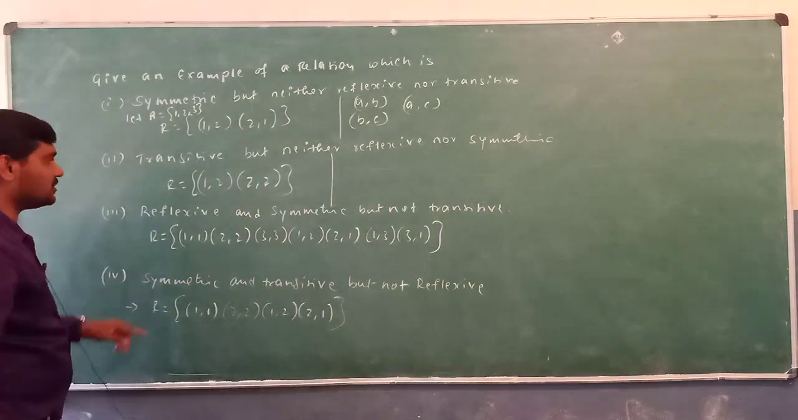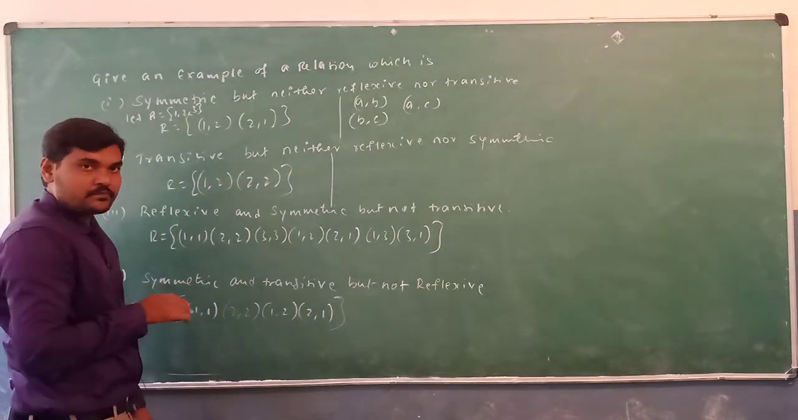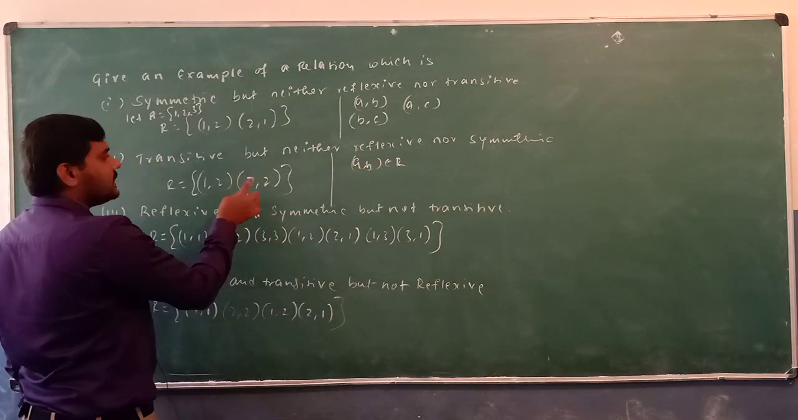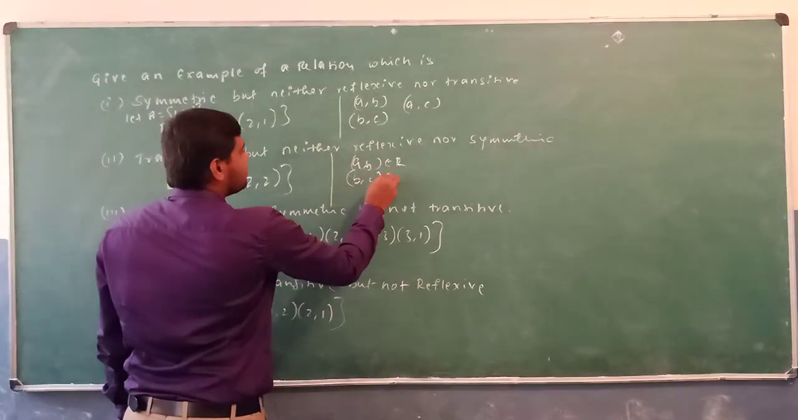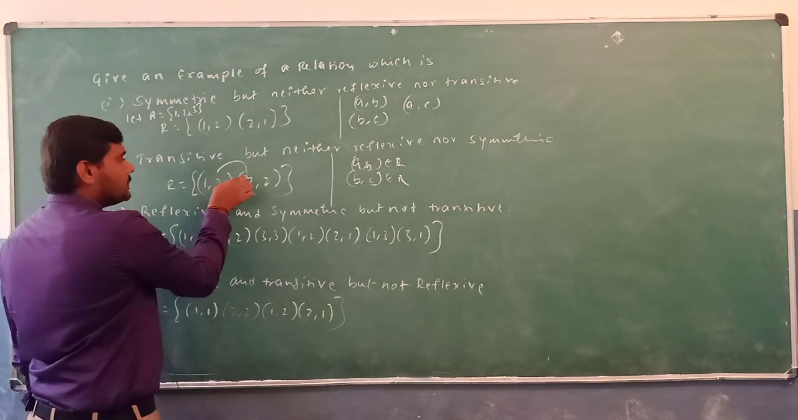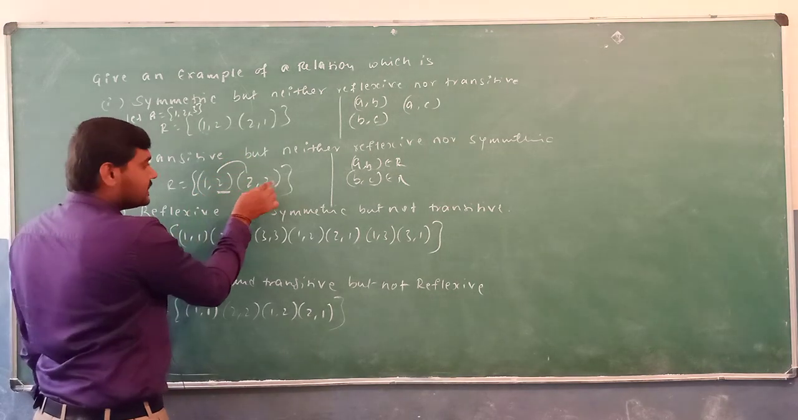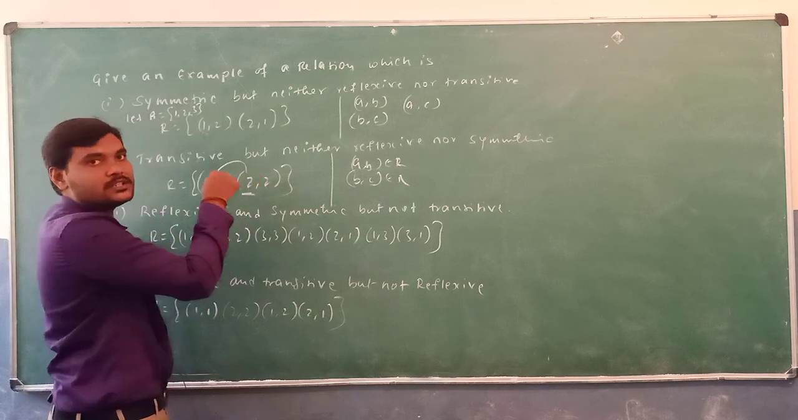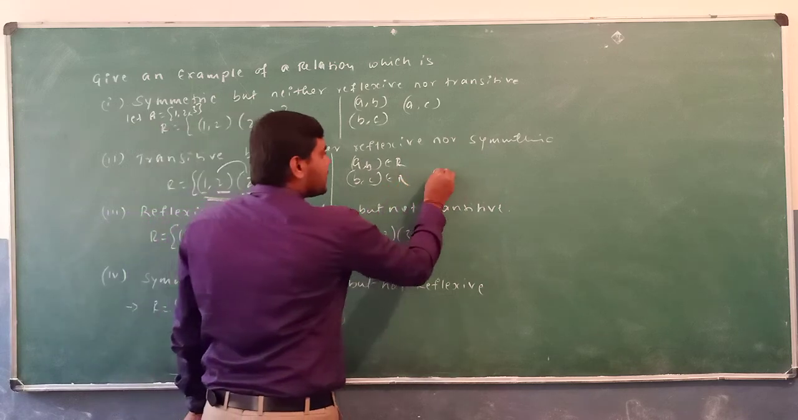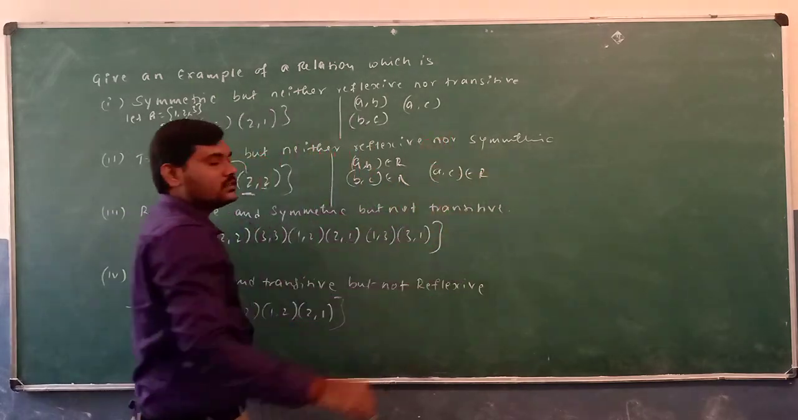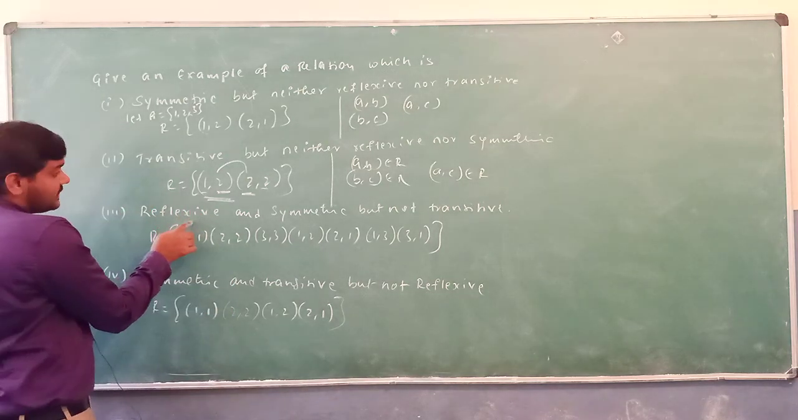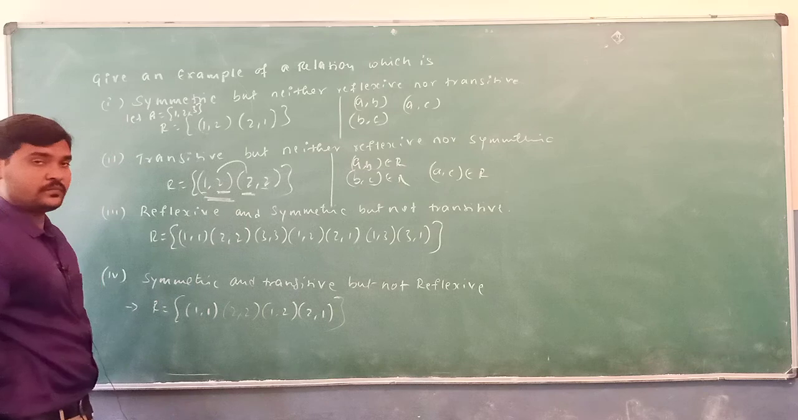But it's going to be transitive means (a, b) is there. What about (b, c)? (b, c) is also there. So (a, b), (b, c) are there, and then (a, c) also belongs to R. So then it's going to be a transitive relation. Clear? So the third one is going to be reflexive and symmetric but not transitive.